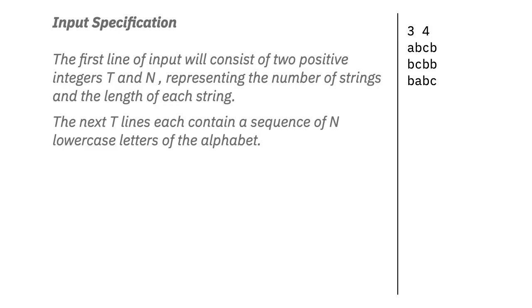Here is the input specification, also taken verbatim from the contest, along with one of the example data files. Let's go through the specification now. The first line of input will consist of two positive integers t and n, representing the number of strings and the length of each string. The next t lines each contain a sequence of n lowercase letters of the alphabet.